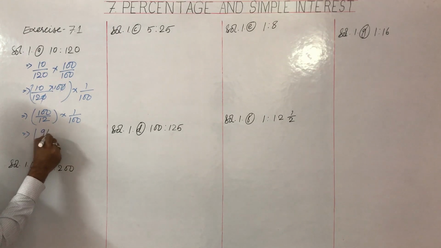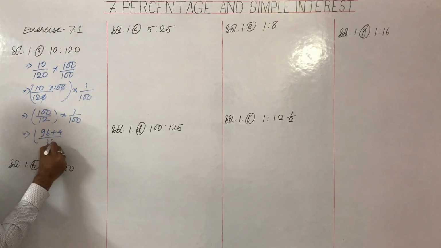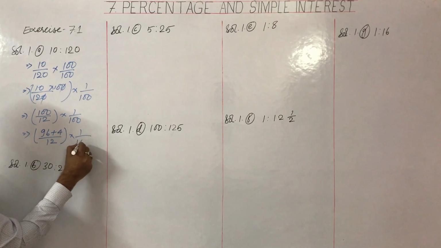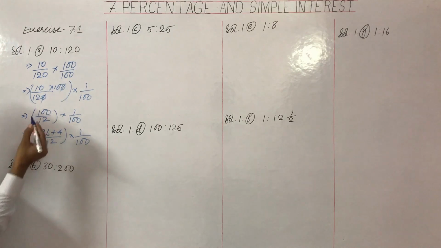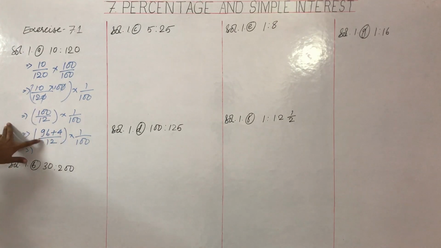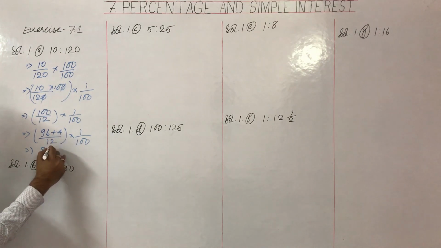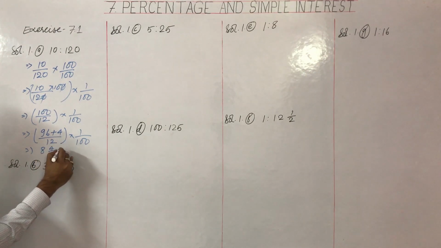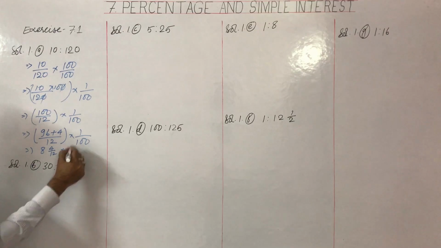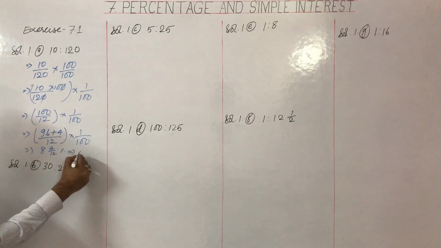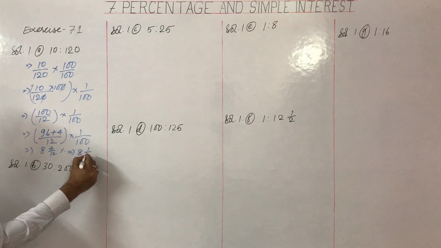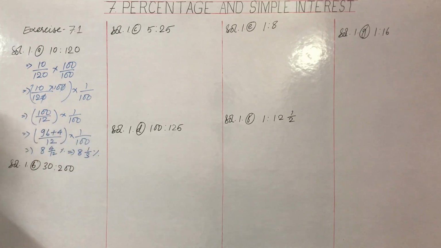96 plus 4 by 12 into 1 by 100, and 96 by 12 is 8. 4 by 12, so 4 by 12 percent, 1 by 100 is percent, or 8 1 by 3% is the final answer.